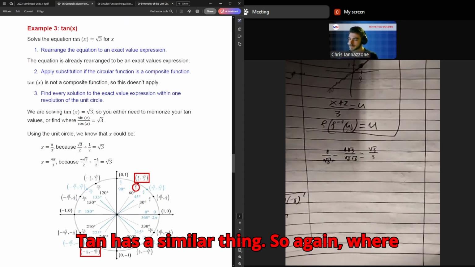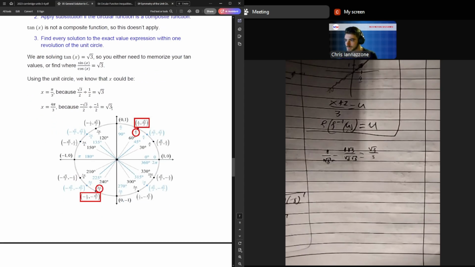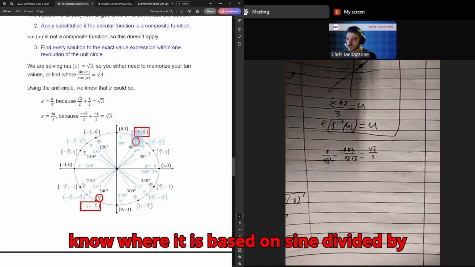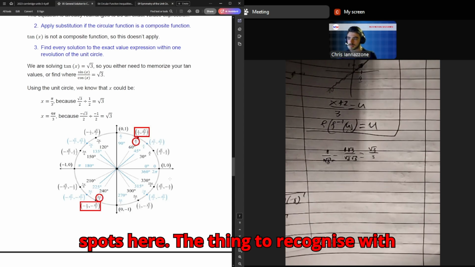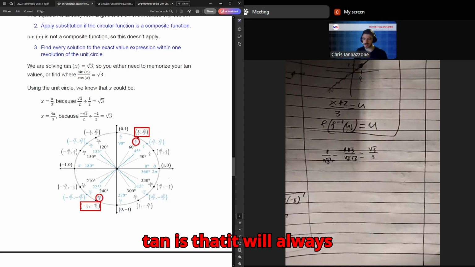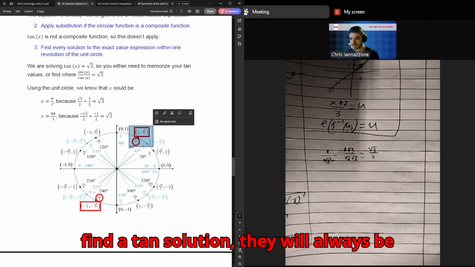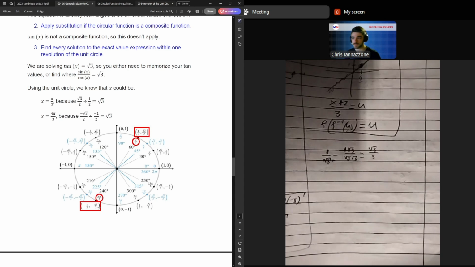Tan has a similar thing. So again, where does tan equal root 3? However you want to do that, you could use a tan unit circle, or you could just know where it is based on sine divided by cos. Either way, it's going to be these spots here. The thing to recognize with tan is that it will always repeat every pi instead of every 2 pi. So you'll notice that anytime you find a tan solution, they will always be 180 degrees separated from each other.